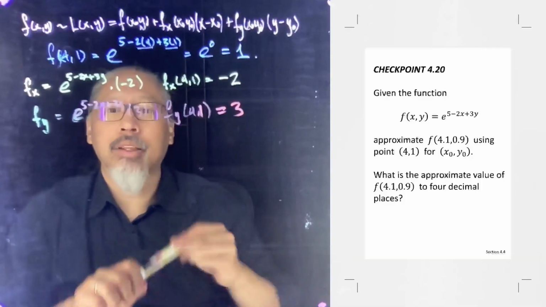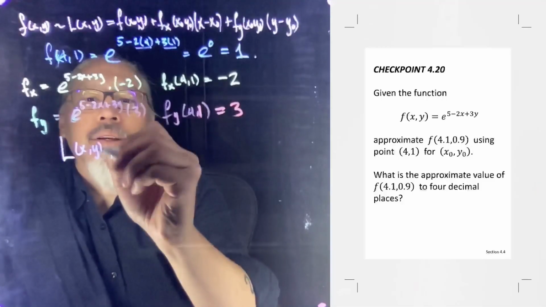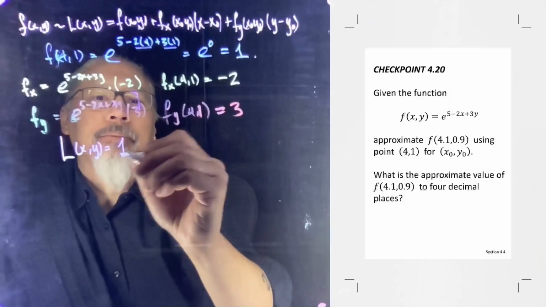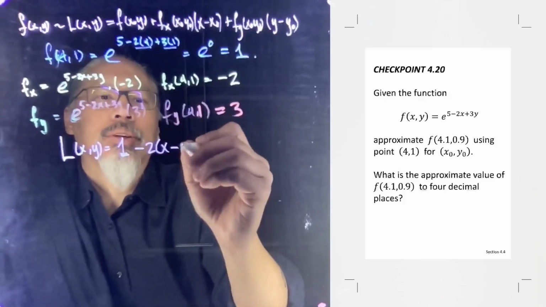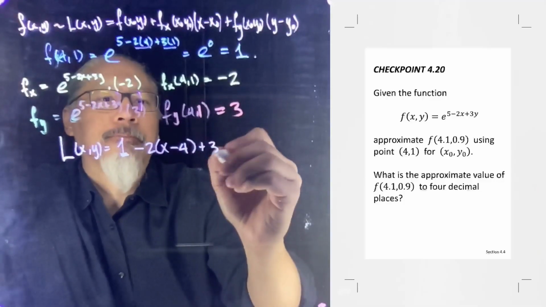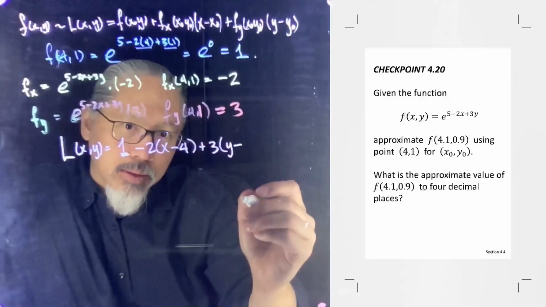So let's put it together. Our linear function L of x, y is going to be 1 minus 2 times x minus 4 plus 3 times y minus 1.